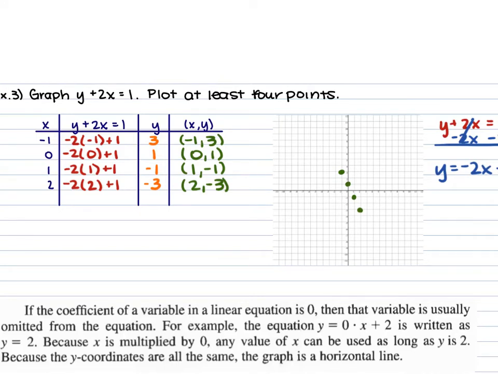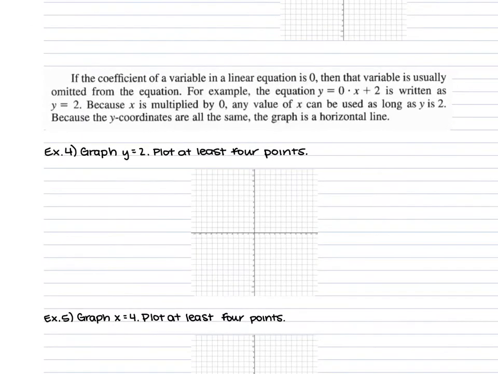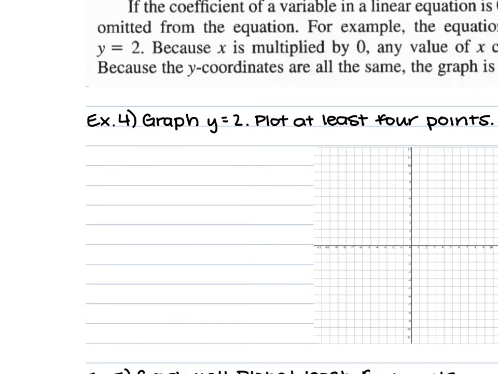So your next example, you're graphing y is equal to 2, and you're plotting at least 4 points. If y is equal to 2, then no matter where your x values are that you use, your y value is 2. So think about 4 different x values. We can do -1, 2, 0, and let's do 3. Either way, whatever your x values are, when you have y is equal to 2, the y value is going to be 2. So all of these are going to have a y of 2.